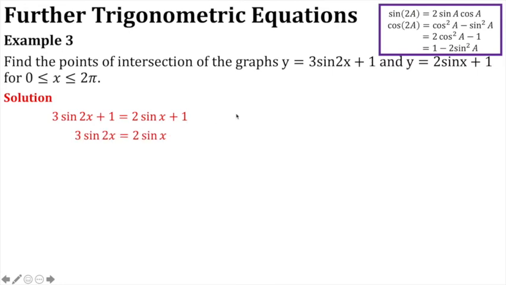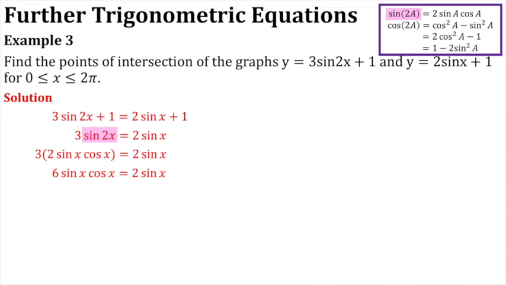Now, we can subtract 1 from both sides of the equation, and we'll be left with 3 sine of 2x equals 2 sine x. And you can see that I've got my double angle here, sine of 2x. I've only got one expansion for that, so I can substitute that in. So I've got 3 multiplied by 2 sine x cos x equals 2 sine x.